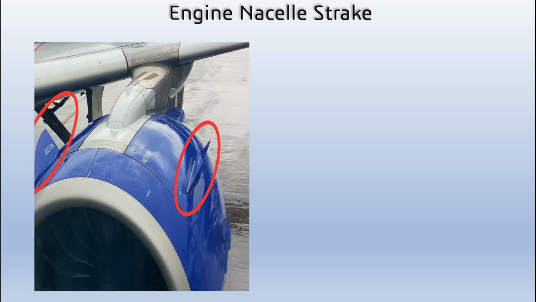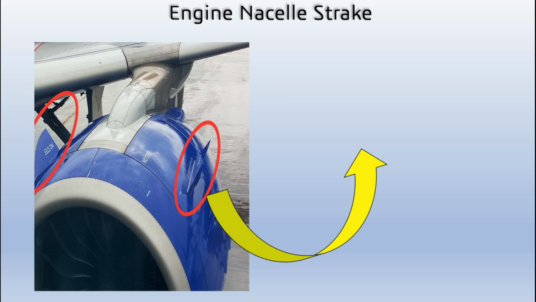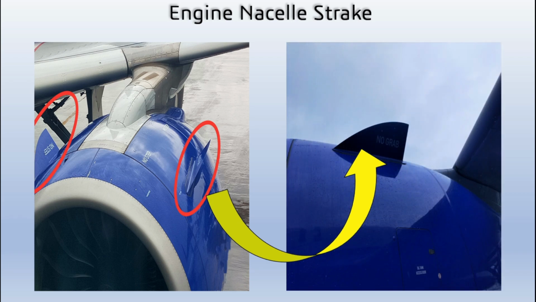In this video, we'll explain about the aircraft engine nacelle strake. So let's start the video. Engine nacelle strake is a vortex generator which enhances the aerodynamic performance of an aircraft. It is mounted on the engine nacelle. The circled part in this picture is the engine nacelle strake.